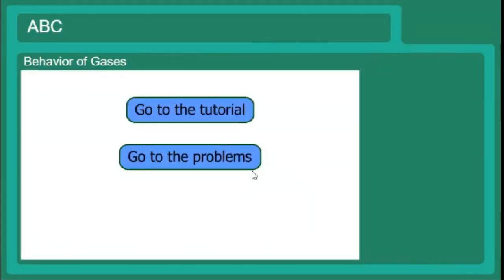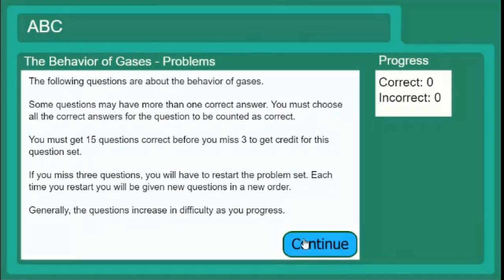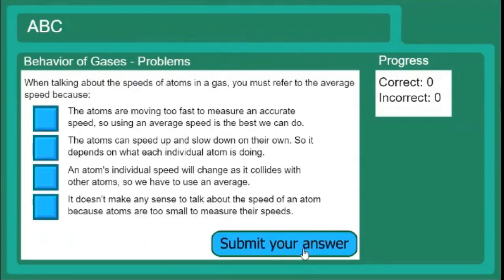Yes, we have done the tutorial. Now we go to the problem. Okay, let's do this together with madam. You must get 15 questions correct before you miss 3 to get credit for this question set. Okay, continue. Okay, everybody, please try again. I'll try one more time.